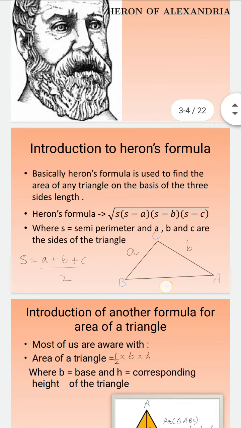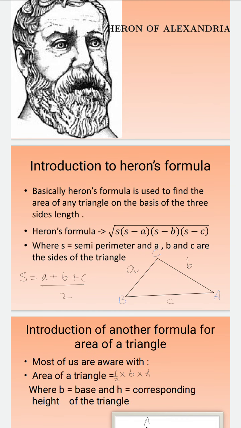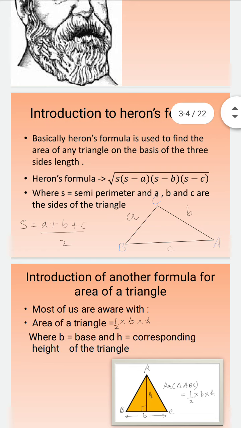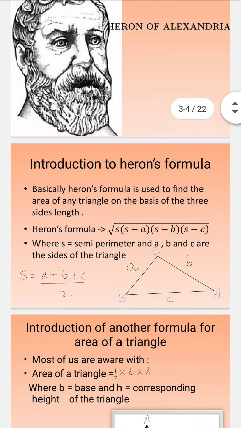Basically, Heron formula is used to find the area of a triangle whose three sides are given. Heron formula: area equals the square root of S into S minus A into S minus B into S minus C, where S is the semi-perimeter and A, B, C are the sides of the triangle. We also know that the perimeter of a triangle is the sum of all its sides, so semi-perimeter equals half of the perimeter. So we have discussed Heron formula.